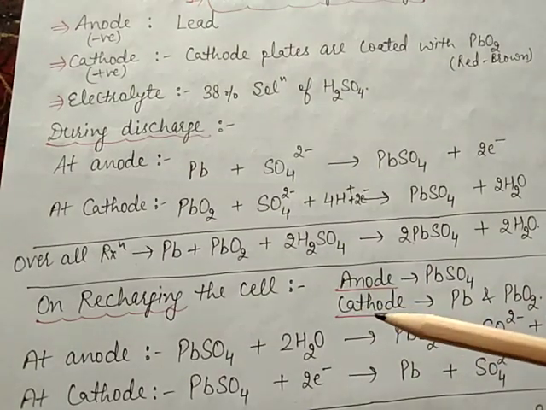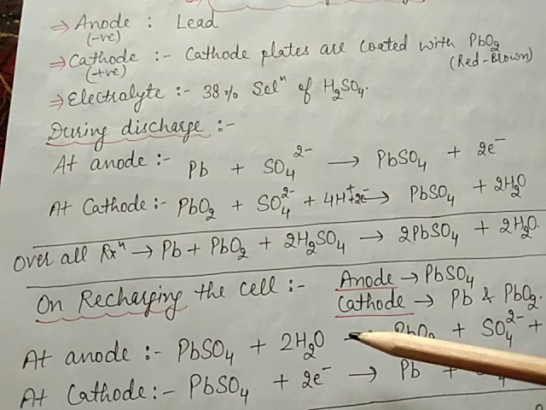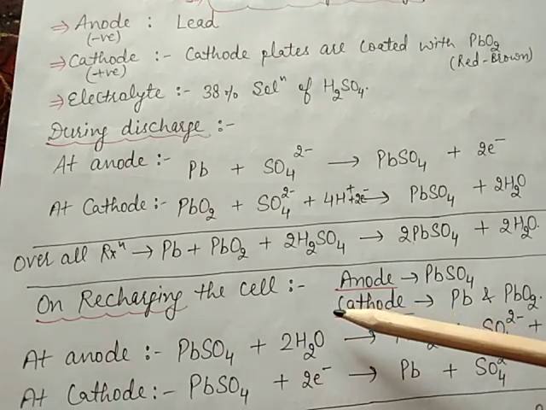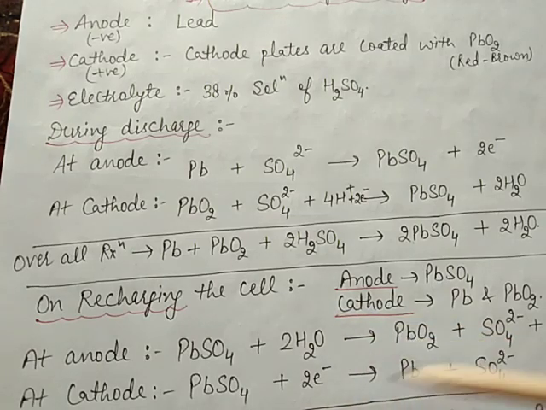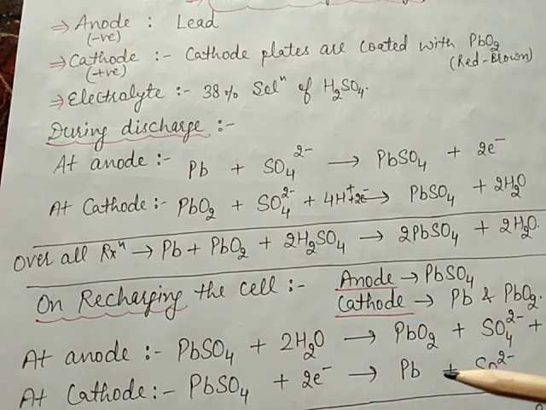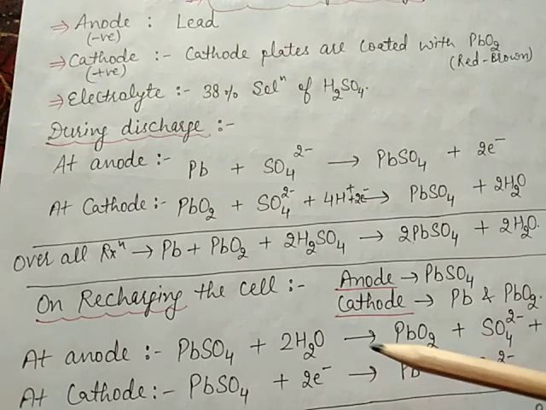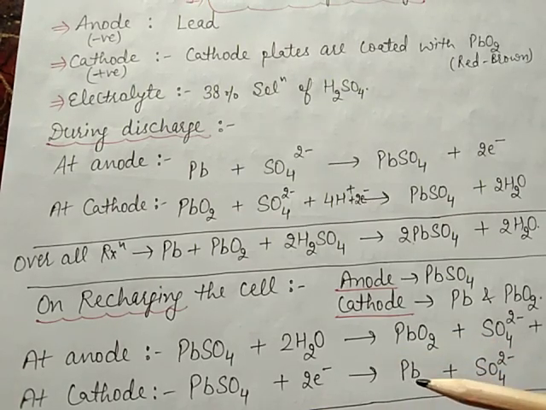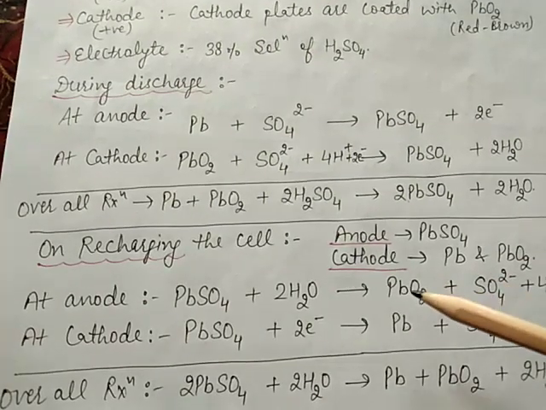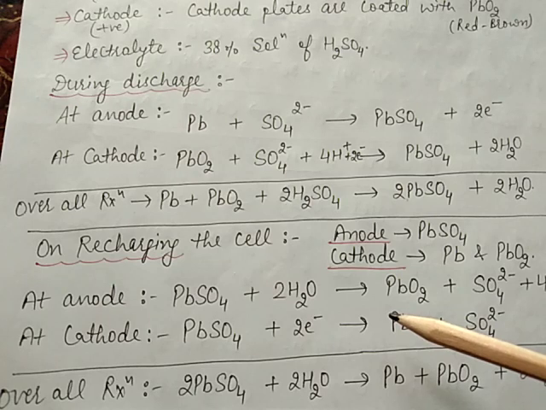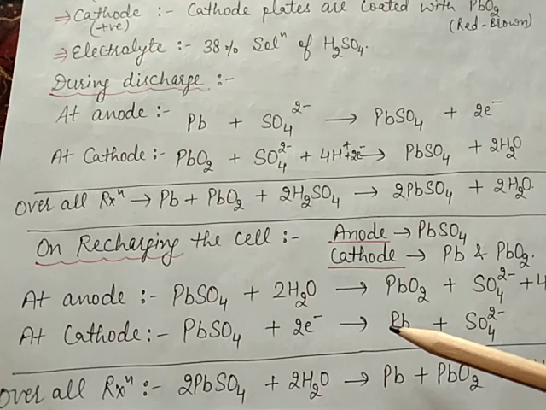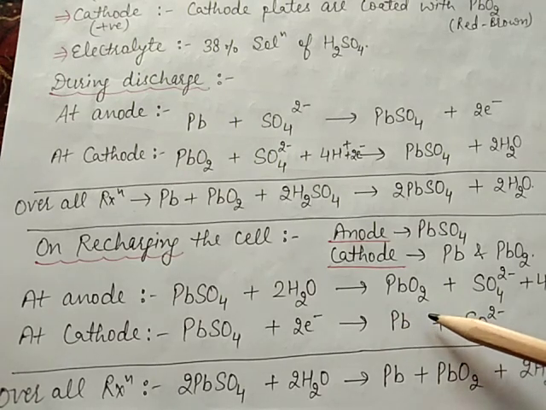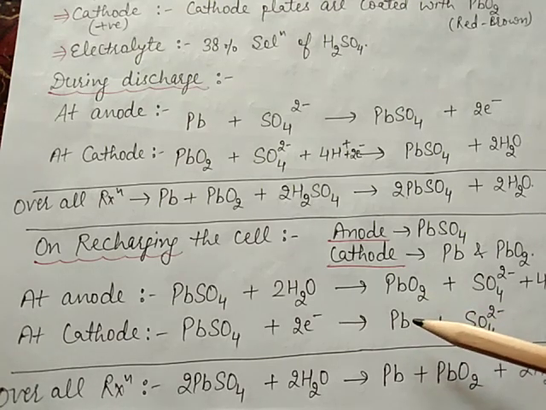But the cell can be recharged by passing an electric current of suitable voltage in the opposite direction. Then the electrode reactions get reversed and the density of sulfuric acid also increases. When this cell is used to start the engine of automobiles, it acts as a voltaic cell and produces electrical energy. During recharging, it acts as an electrolytic cell.